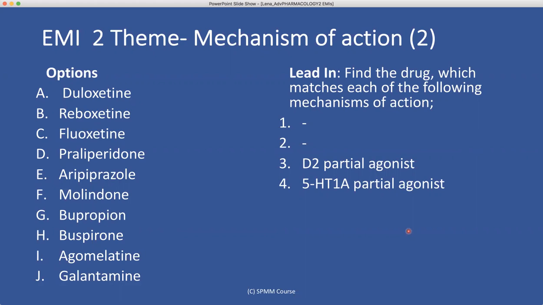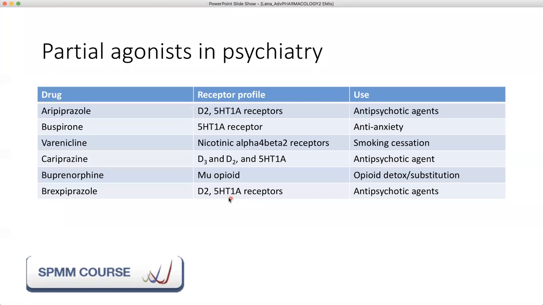For question 3 and 4, we will consider them together because the answers are very similar. The theme is very similar. Question 3 is D2 partial agonist. Question 4 is asking for a 5-HT1A partial agonist. So which one in the list is a D2 partial agonist? Let's look at all the partial agonists that we know in psychiatry.